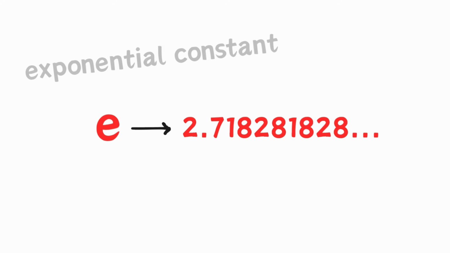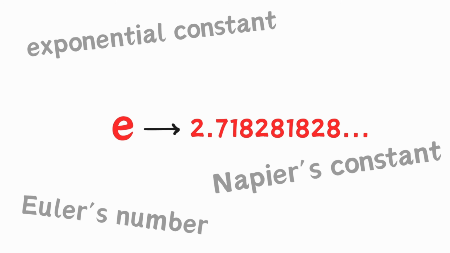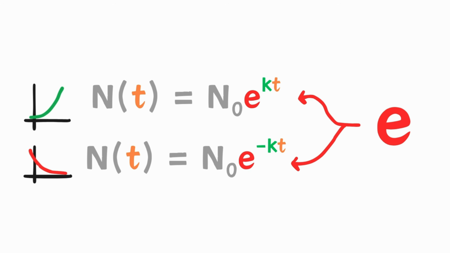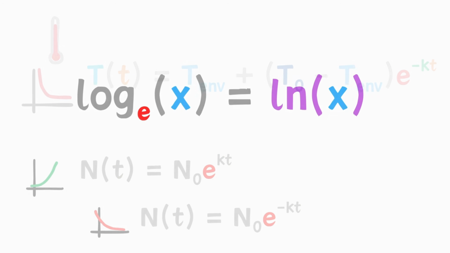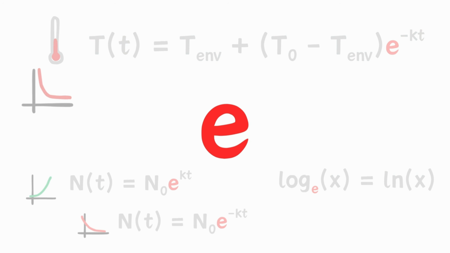2.71. This is the number we call e, the exponential constant, also known as Euler's number or Napier's constant. It's a number that accurately maps out continuous growth and decay, clarifies the natural logarithm, and provides effective tools to evaluate real-world applications. Sounds like a pretty important number, right?